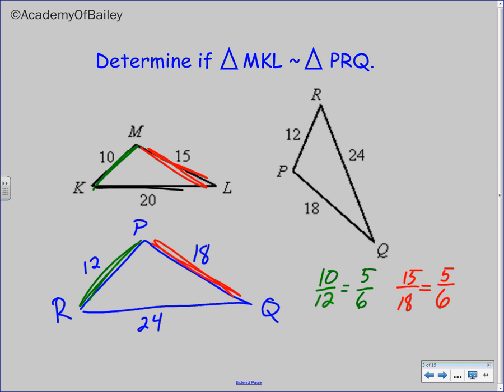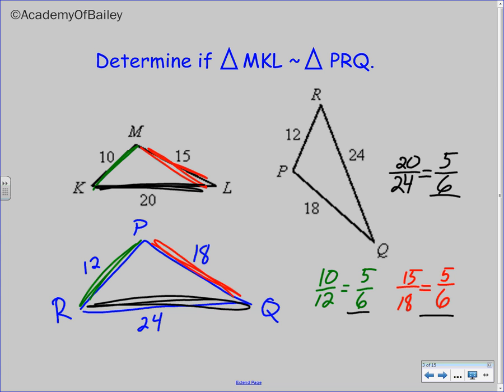And now let's look at the bottom. KL and RQ. KL is 20. RQ is 24. So I know 4 goes into both of those. 20 divided by 4 is 5, and 24 divided by 4 is 6. So if we look, all sides are proportional. They all have the same ratio when you reduce them. So therefore, this is true.